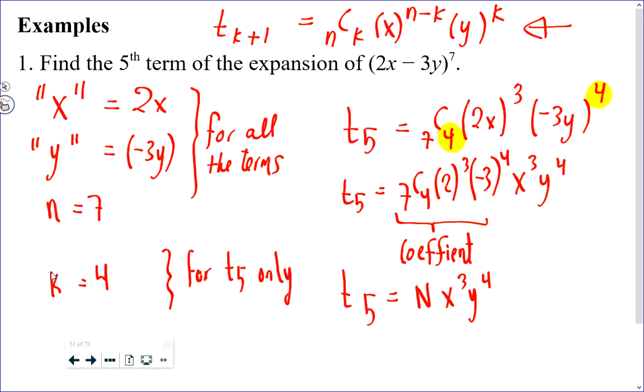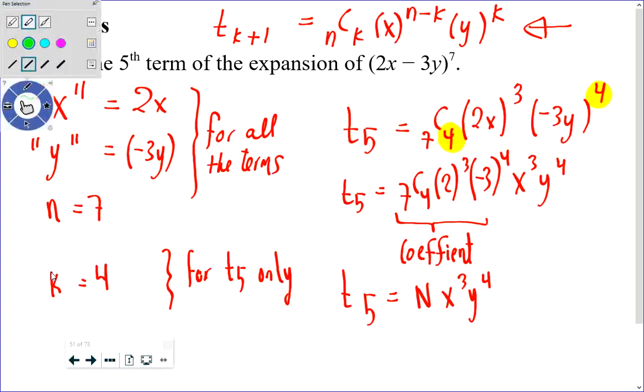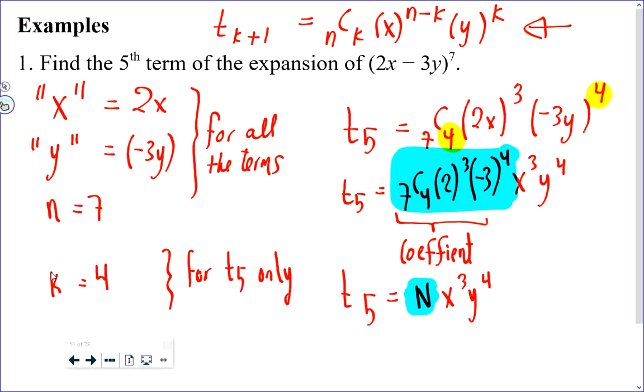And I'm going to end it there because, quite frankly, I don't think we need to spend time staring at a computer screen and time with me making a video for something that you should be able to figure out. Figure out what 7 choose 4 times 2 to the 3 times in brackets negative 3 to the 4 is later on, or you can pause the video and do it. That's going to be the coefficient of the fifth term.